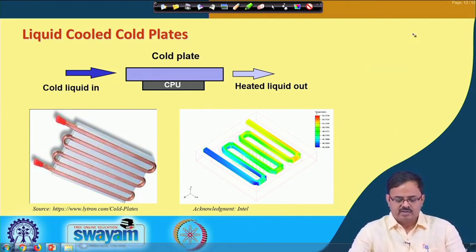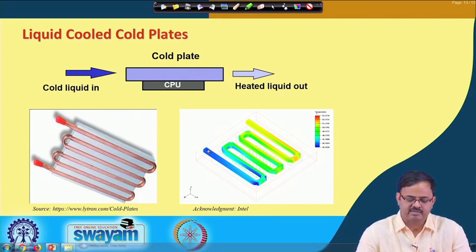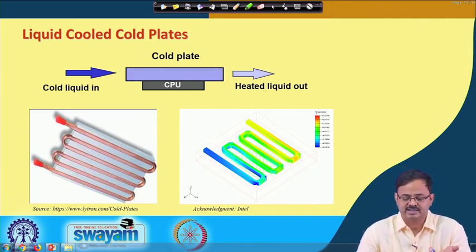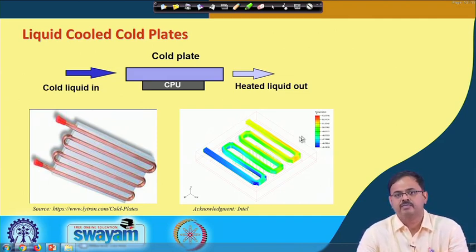All right, and on the right hand side what you see is typically a simulation which tells you how the temperature of the fluid varies. It comes in blue, so it comes in as a cold liquid, and then as it flows through this serpentine path and picks up the heat and therefore gets heated itself, it leaves at a higher temperature. The change in color gives you that variation.